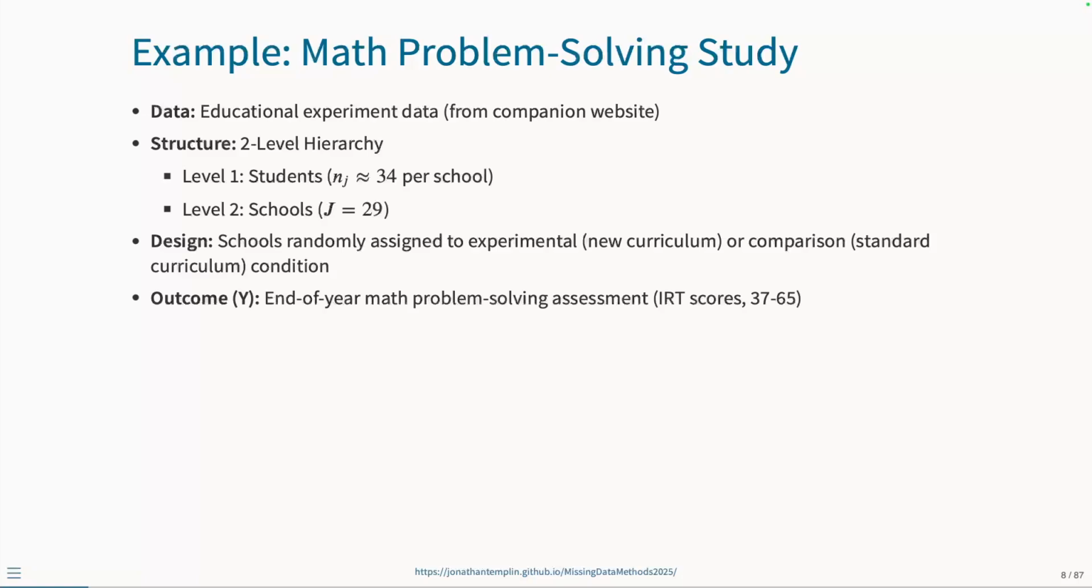On the book's website, I understand there's an educational experiment data set. There are about 34 students per school, nested in 29 schools. And schools were randomly assigned to experimental or comparison conditions. This sounds very much like a setup almost like your study, just that you didn't have random assignment of gender to individuals.